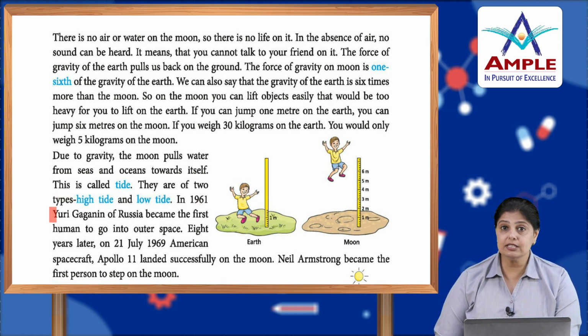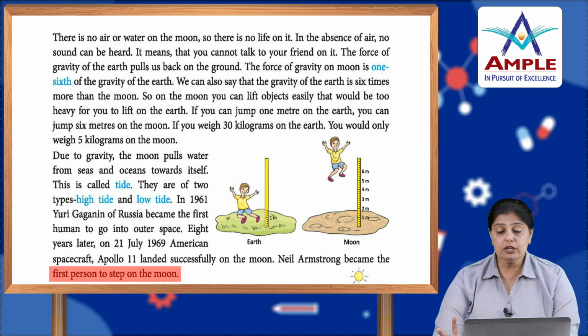In 1961, Yuri Gagarin of Russia became the first human to go into outer space. 8 years later, on 21st July 1969, American spacecraft Apollo 11 landed successfully on the moon. Neil Armstrong became the first person to step on the moon.